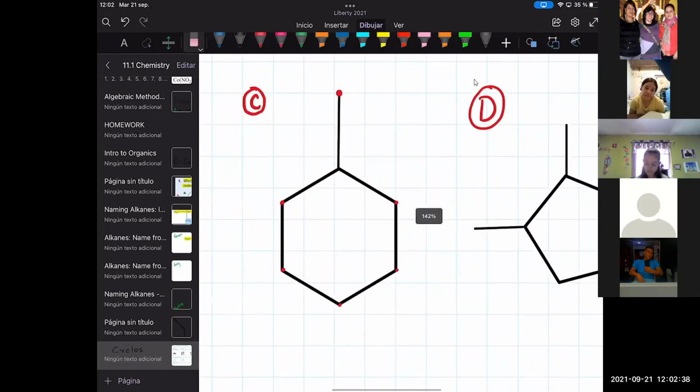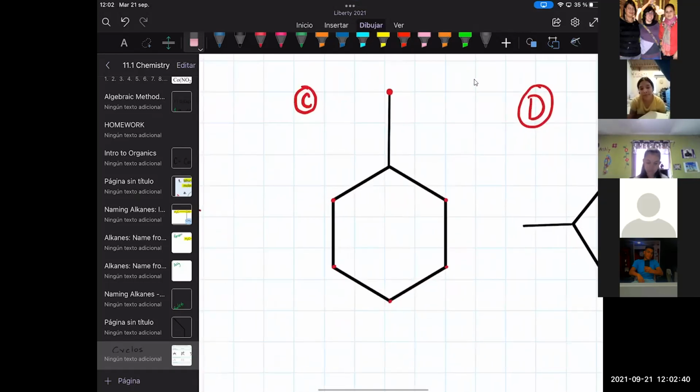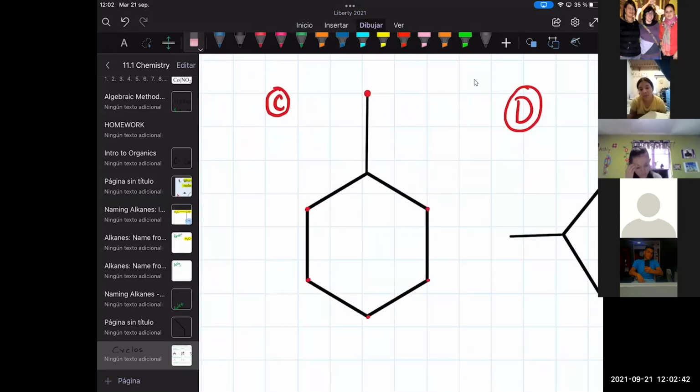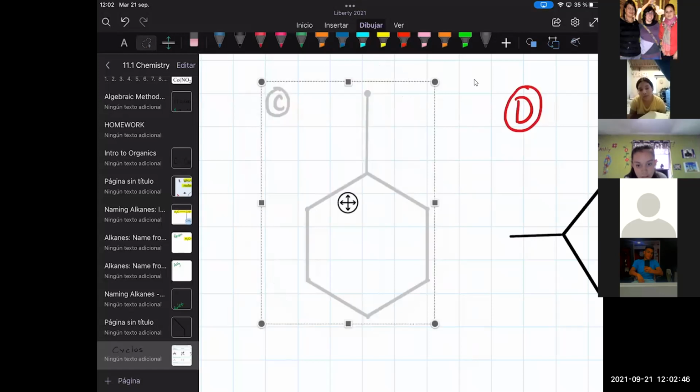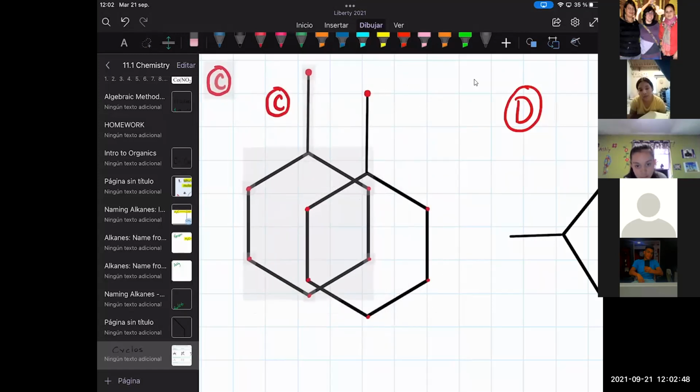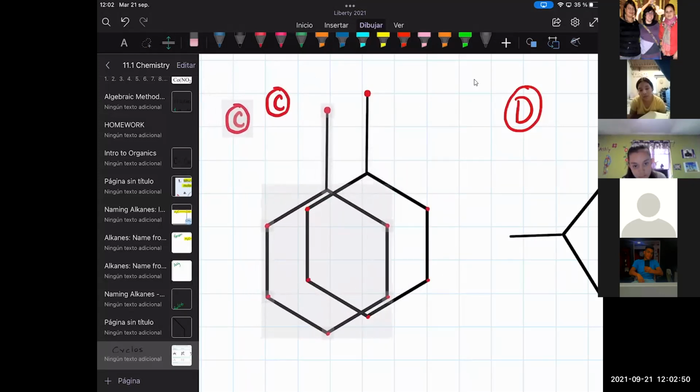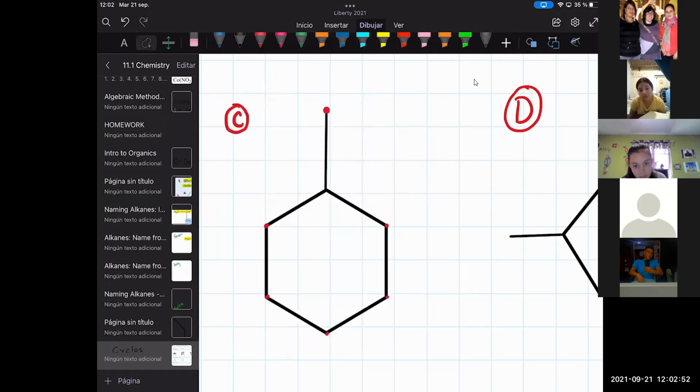Okay, guys. I'm sharing the iPad screen because, I don't know, it's not updating the app in the computer. I don't know why. Okay, take a look in here.